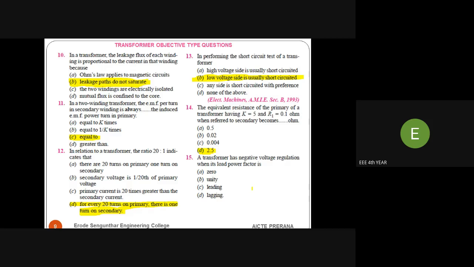The transformer has negative voltage regulation when its load power factor is zero, unity, leading, or lagging. Mostly the negative voltage regulation of the transformer depends upon the leading power factor. When the transformer is connected across a capacitive load, it gives a leading power factor and also gives negative voltage regulation.